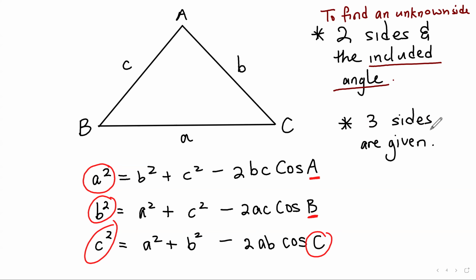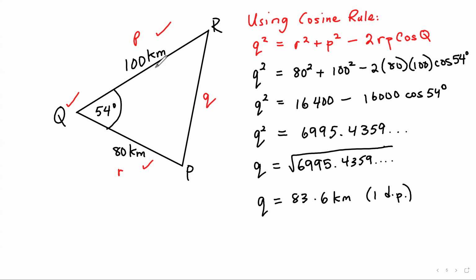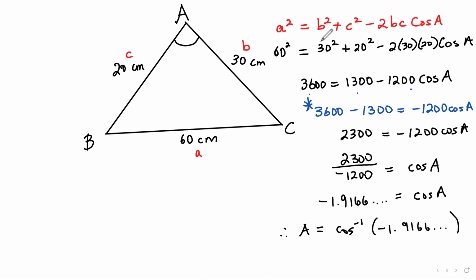Or to find an angle when you are given all three sides. So for example, with the cosine rule, here I wanted to find this unknown side. I had two sides and the included angle. And also in this one where I had the error, I wanted to find an unknown angle. So I had all three sides. And that's how I was able to use the cosine rule.